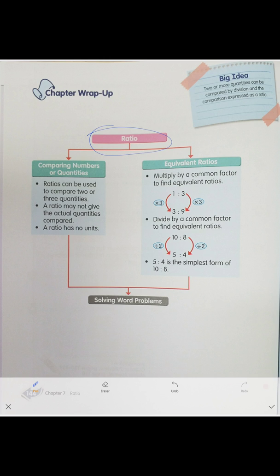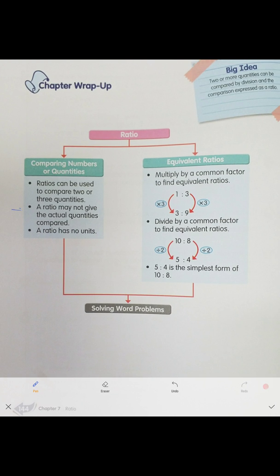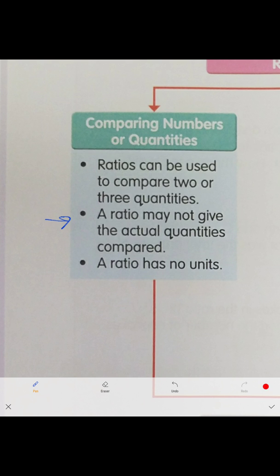So ratio over here, we can compare numbers or quantities, right? How? Like we can compare 2 or 3 quantities. In fact, we can compare as many as we want, as long as we understand the concept, right? And ratio may not give the actual quantities compared. All right. Well, we got this part. And a ratio has no units. A ratio has no units.